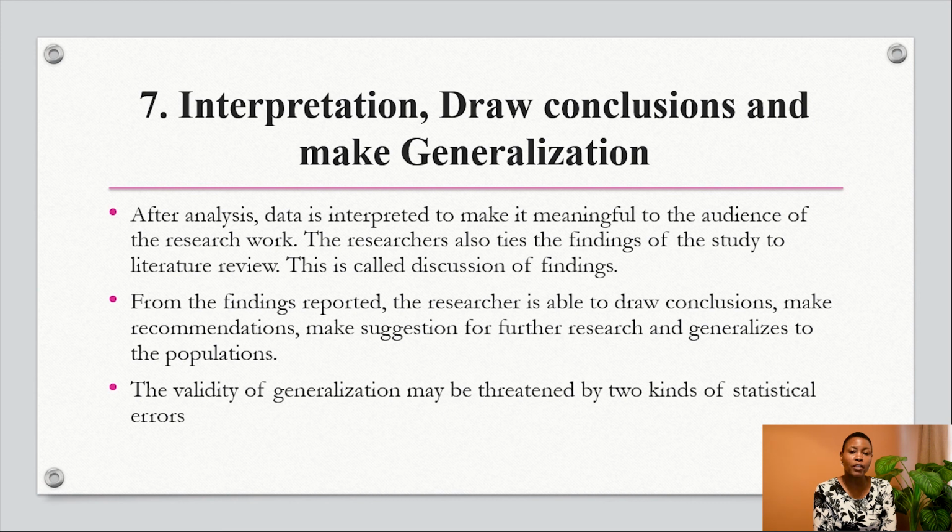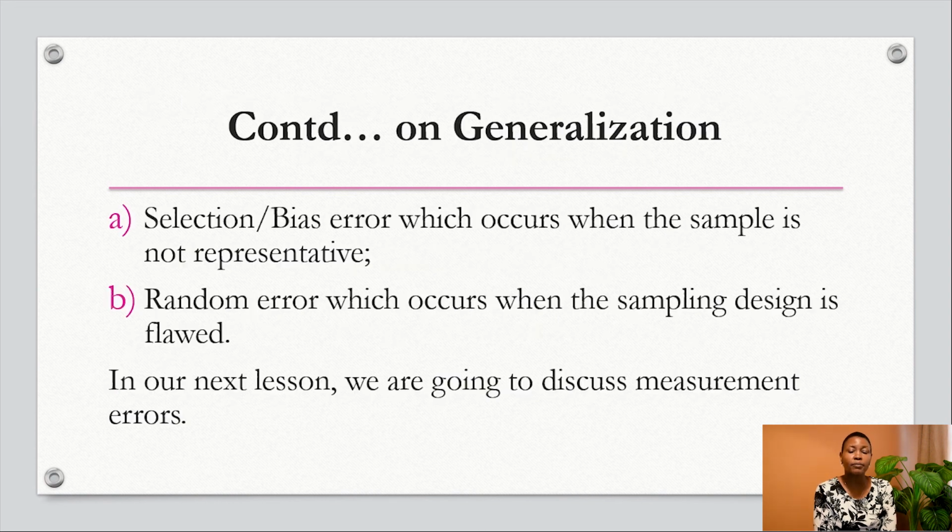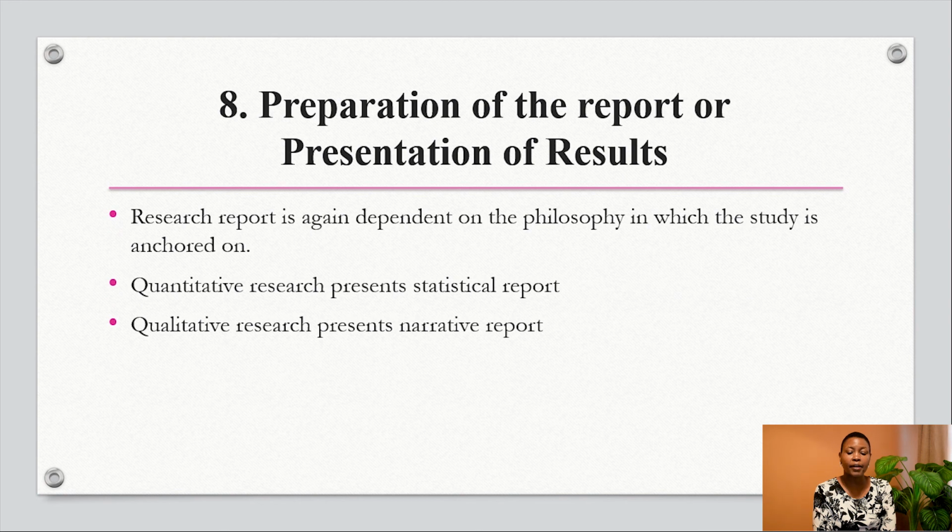to the population. The validity of generalization may be threatened by two kinds of statistical errors. And the two are selection or bias error, which occurs when the sample is not representative, and random error, which occurs when the sampling design is flawed. In our next lesson, we are going to discuss measurement errors.